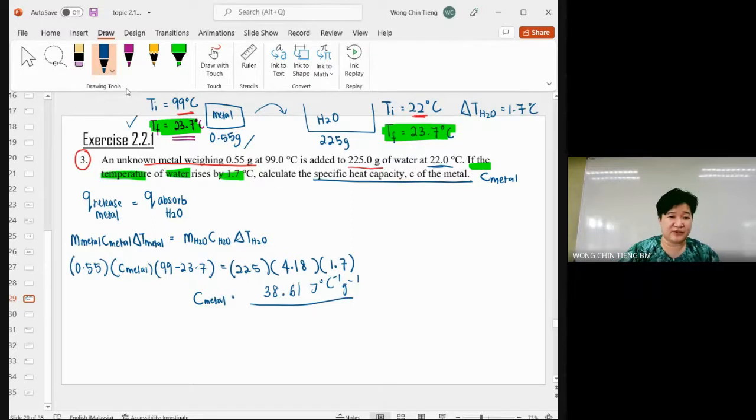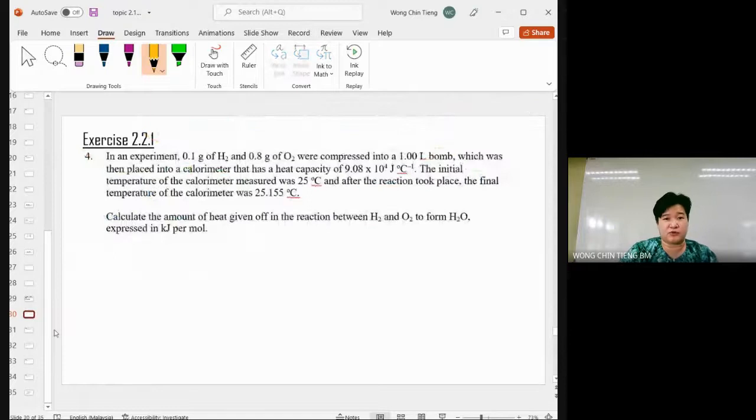Oh my god. Anyway, yes, I think the main concept about this question is the T final. You have to realize the T final is the same. When you have a hot object in a cold object, the T final must be the same. Okay, so that is the one. And I remember Ani said 3, 4, 7. So question number 4. Okay.